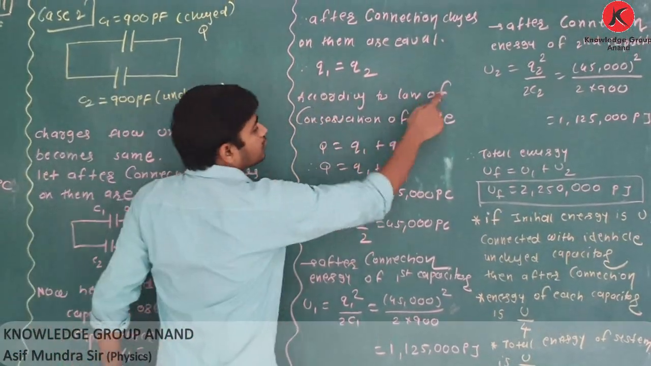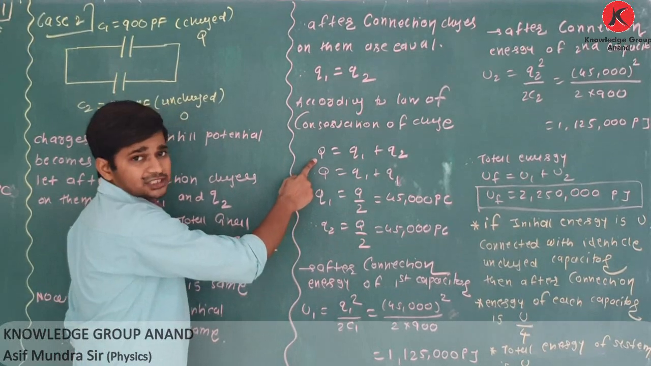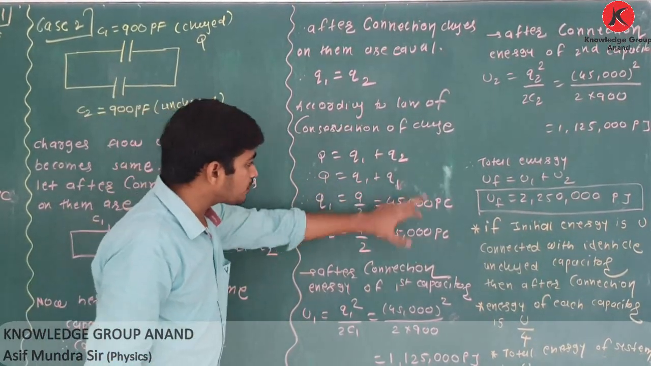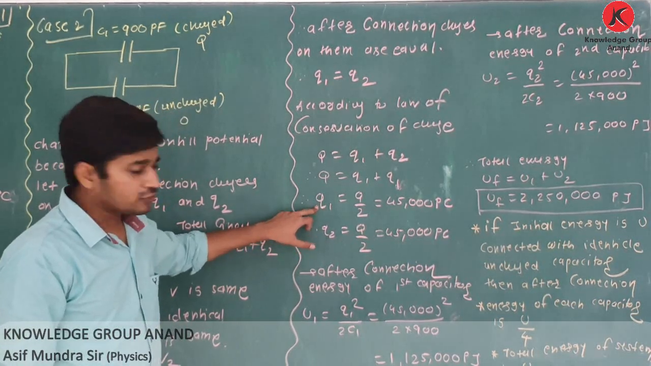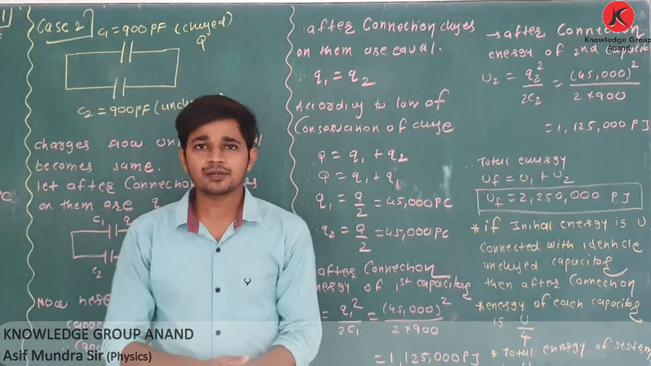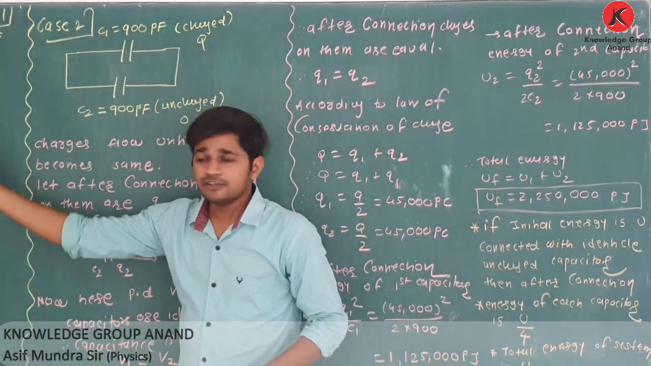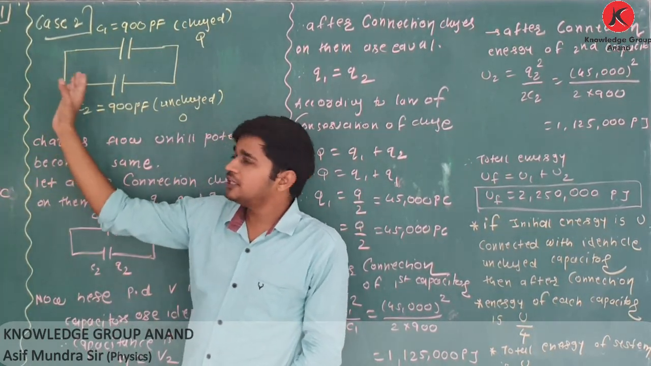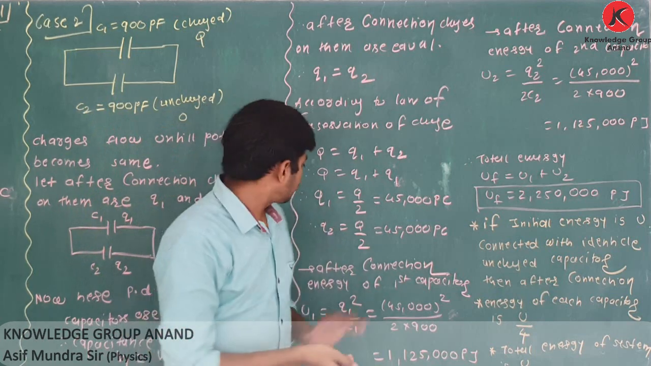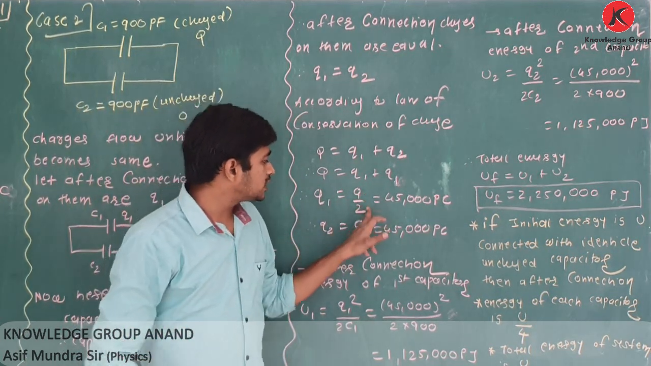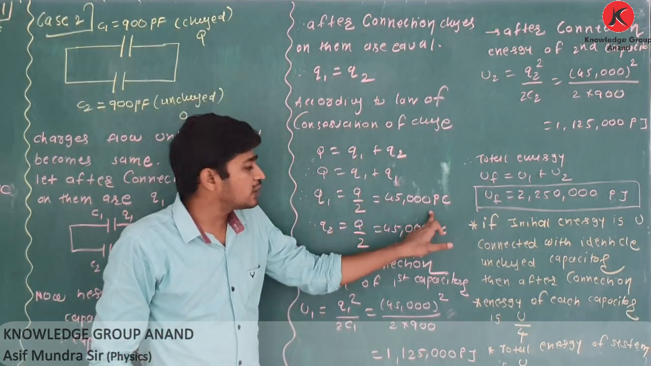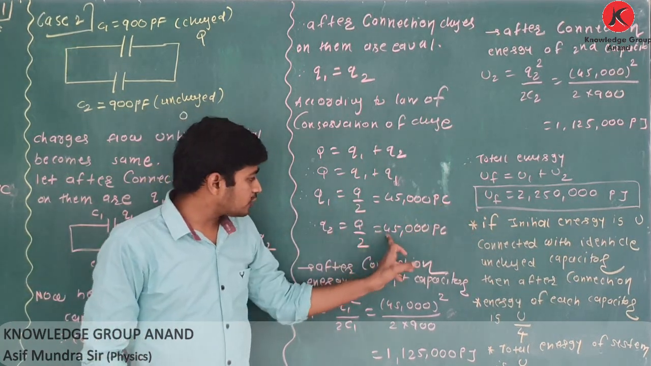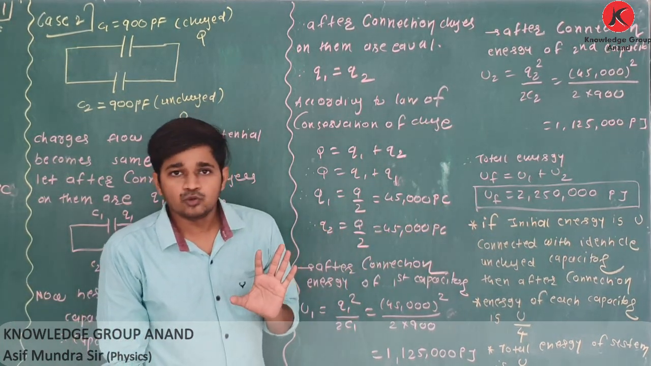Now according to the law of conservation of charge, total charge is Q. Final charge is Q1 plus Q2. So Q is equal to Q1 plus Q1, so Q1 is equal to Q by 2. It means this total charge is equally distributed on them. So Q1 is equal to total charge divided by 2, which is 45,000 picocoulomb, since 90,000 divided by 2. Q2 is also 45,000 picocoulomb.